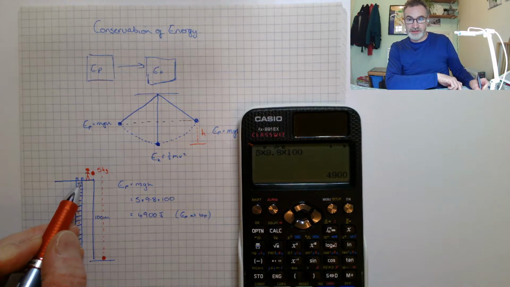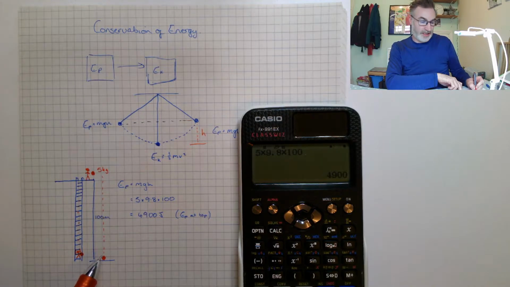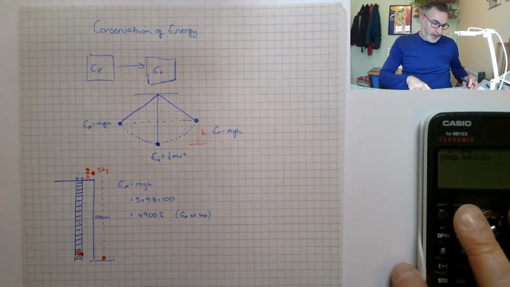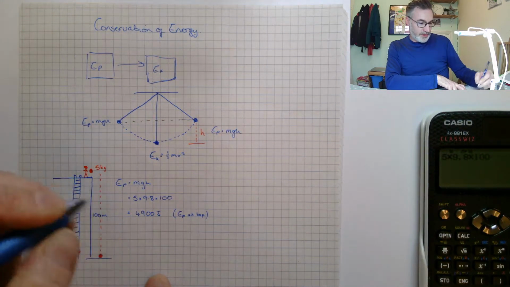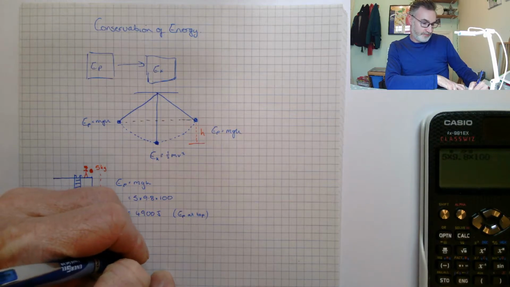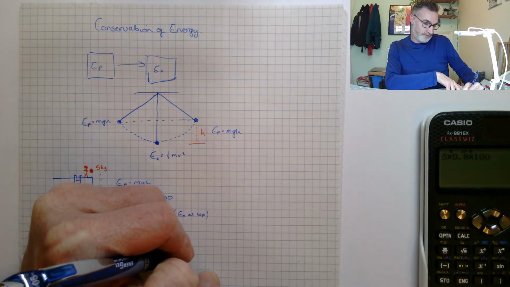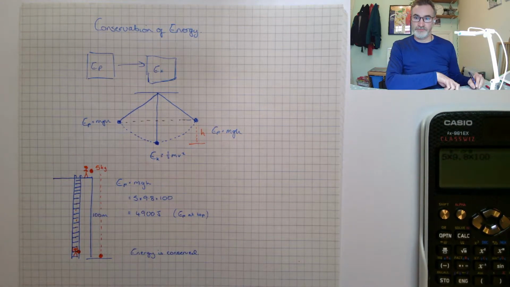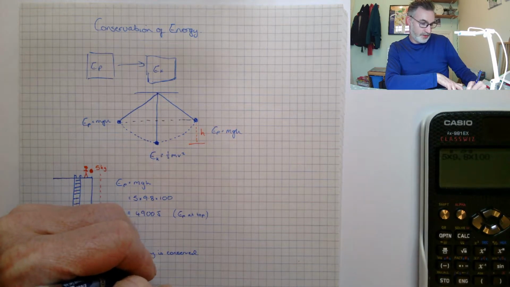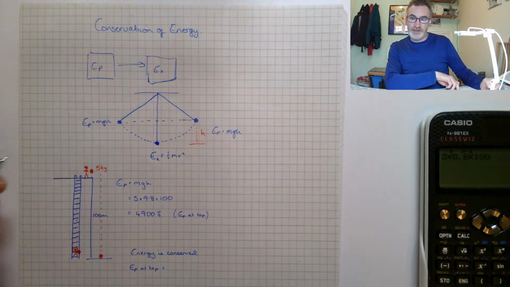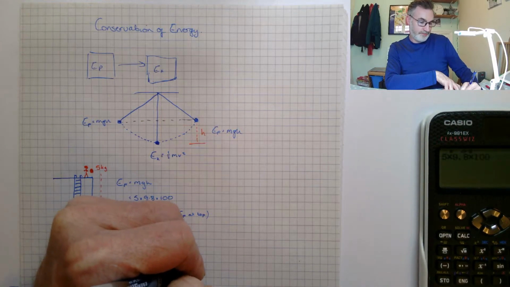The work that I've done is converted into potential energy. That potential energy at the bottom will now all have converted into kinetic energy. So what I'm going to do, I'm going to make a statement. I'm going to say energy is conserved. And I'm going to say EP at top is equal to EK at bottom.